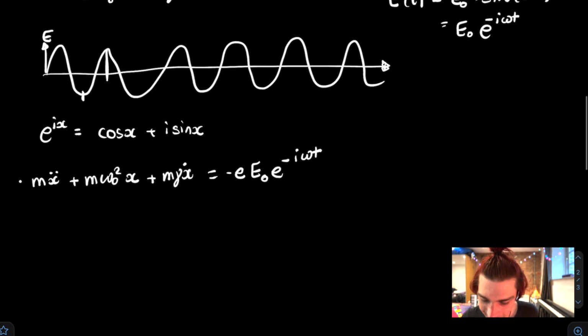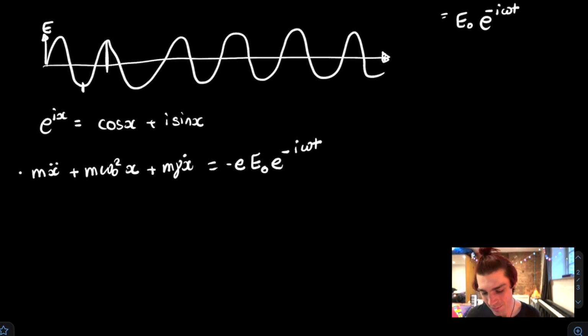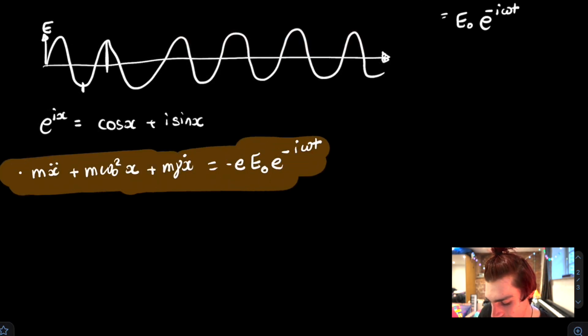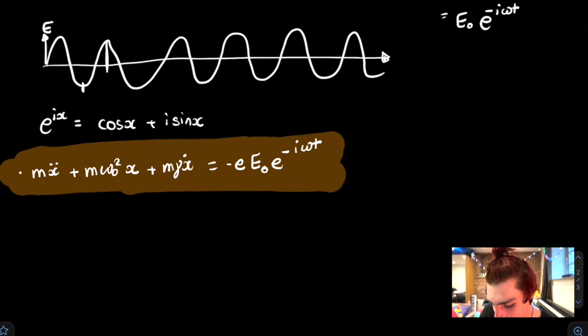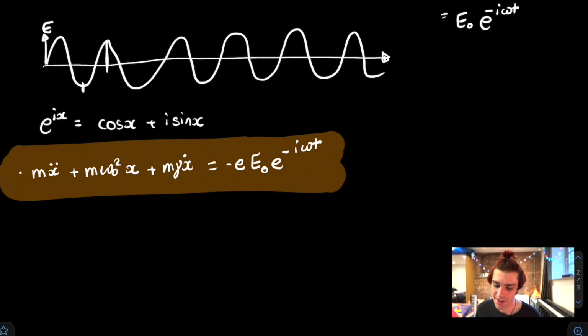So we have our second order differential equation right here, which I'm just going to highlight. There are many ways to solve this equation. Maybe you guys are familiar with certain methods. I'm actually going to be employing a method that is a little bit different to normal, and I'm going to be Fourier transforming this equation right here.